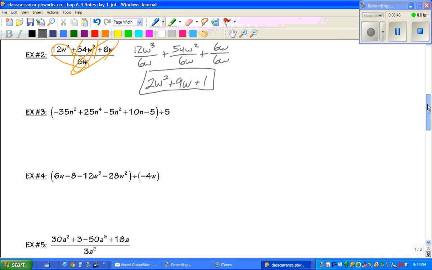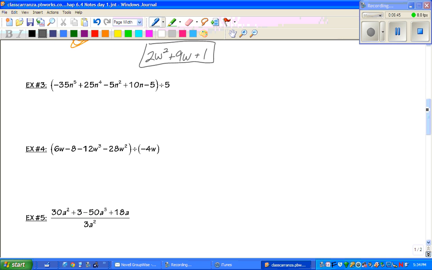Let's move on to 3. Sometimes they're going to be written a little bit differently. We need to know that the 5 right here is the divisor. That's what we need to divide everything by. So I would just divide everything by 5 like this, and then just divide it out.